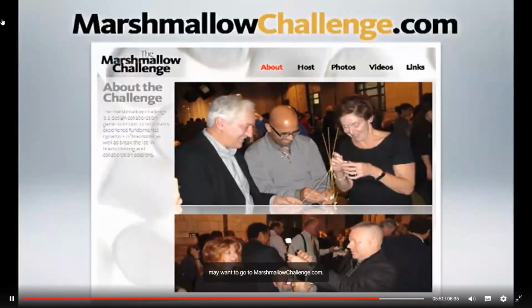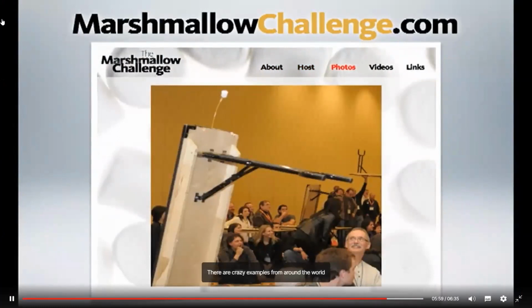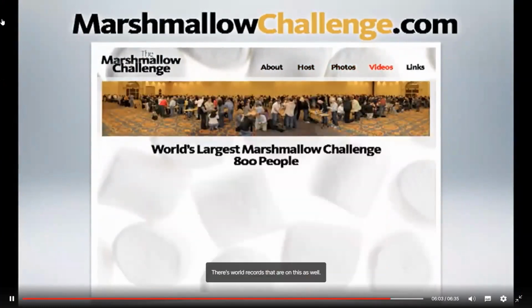And those of you who are interested may want to go to marshmallowchallenge.com. It's a blog where you can look at how to build the marshmallows. There are step-by-step instructions on this. There are crazy examples from around the world of how people tweak and adjust the system. There are world records on this as well.